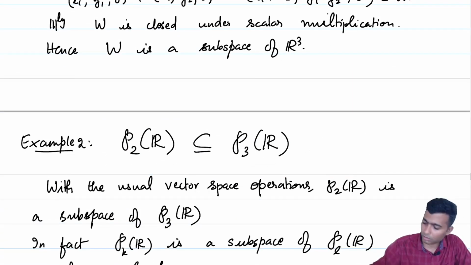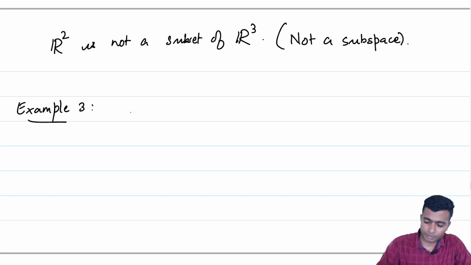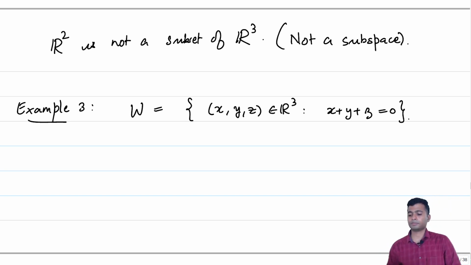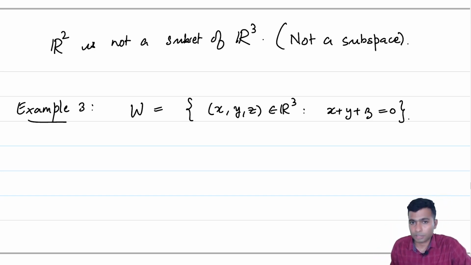Let me give numbers. Example 3. I would like to consider the set of all x, y, z again in R3 such that x plus y plus z is equal to 0. So, for example, 1, minus 1, 0 is an element of W, or 1, 0, minus 1 is an element of W, 2, 3, minus 5 is an element of W, and so on. I would like to claim that W is a subspace of R3.